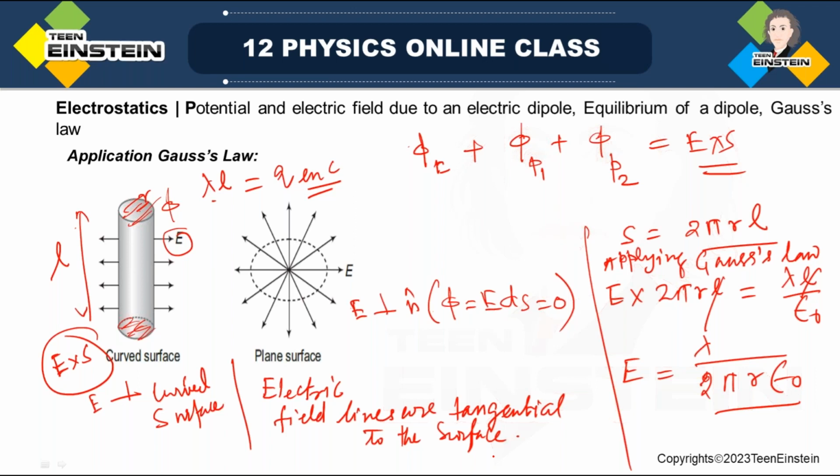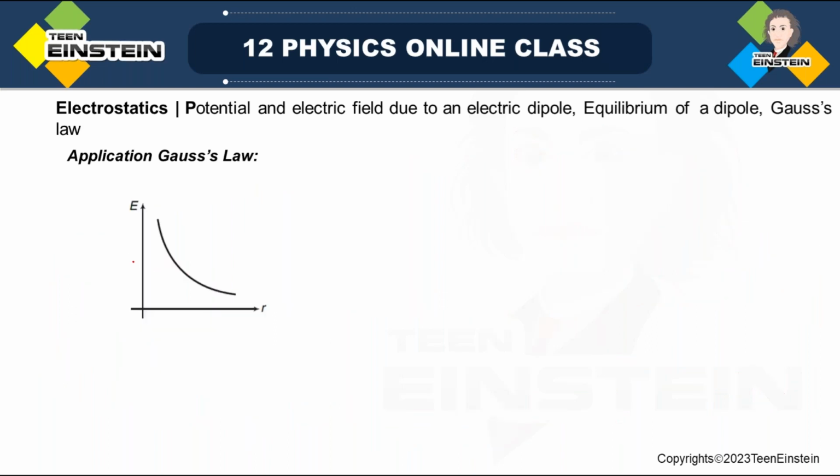That means the electric field varies inversely with the distance from the axis of the cylinder, or from the infinite wire. So this is the curve showing how the electric field varies for a cylinder.